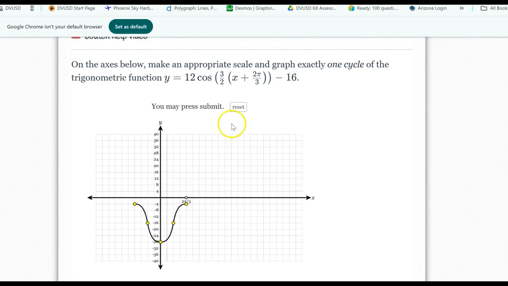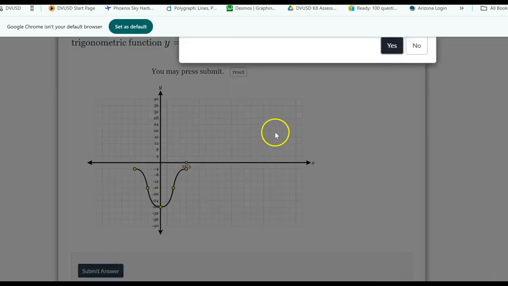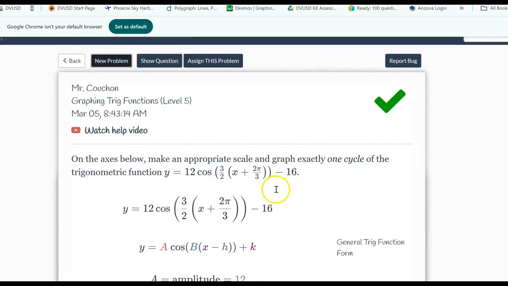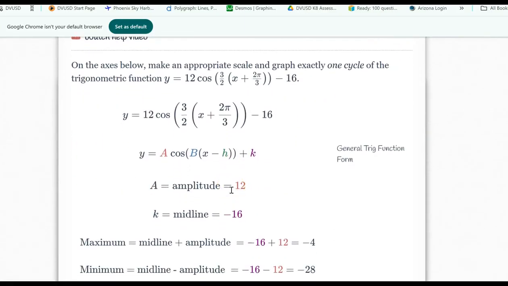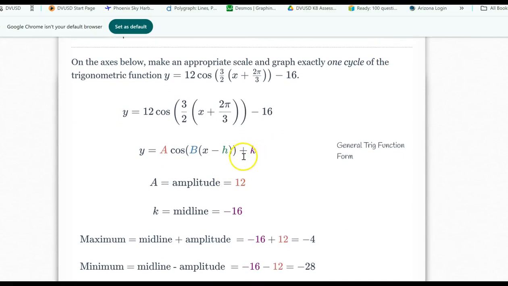I've got my graph here, and I'm going to submit my answer. And I'm going to be right. And yeah, when they take you through the answer, they will use H and K. That's the same thing.